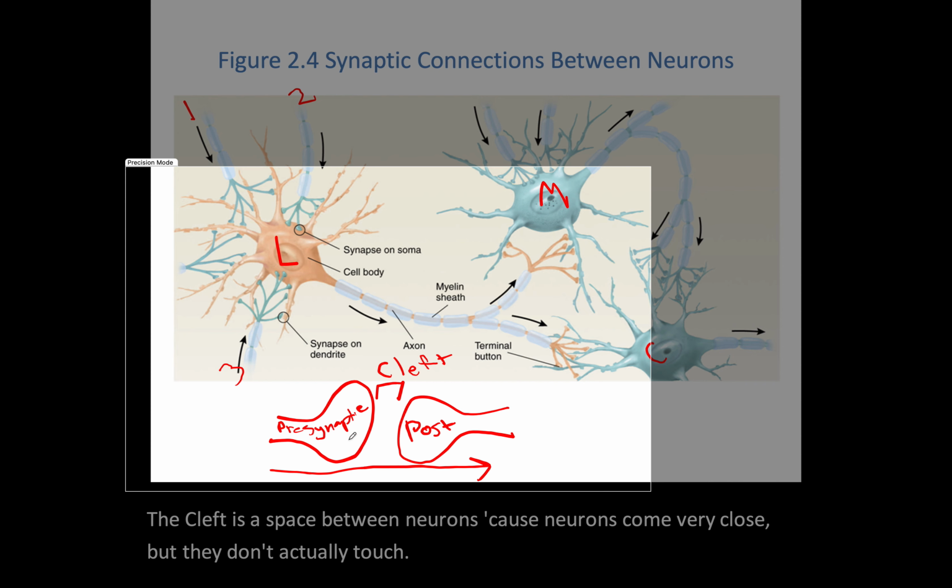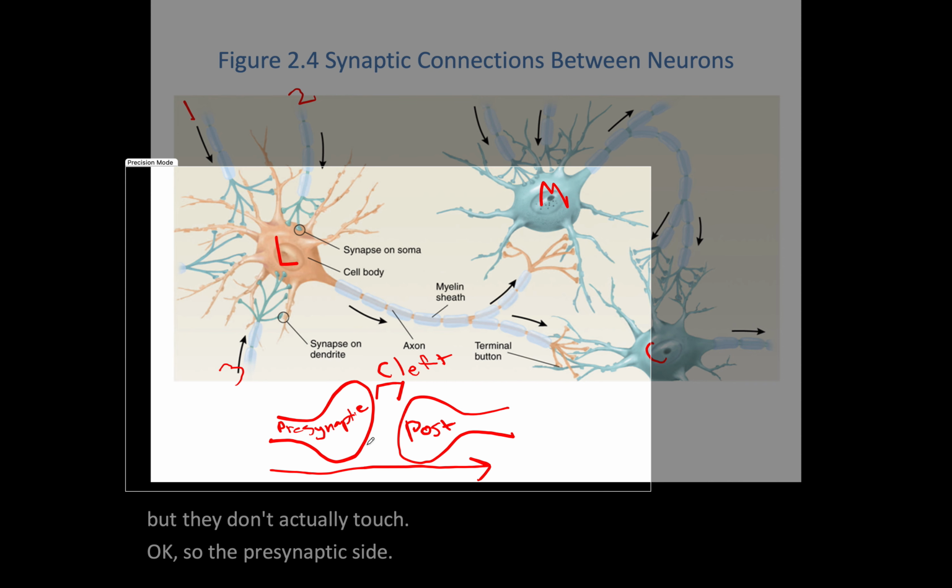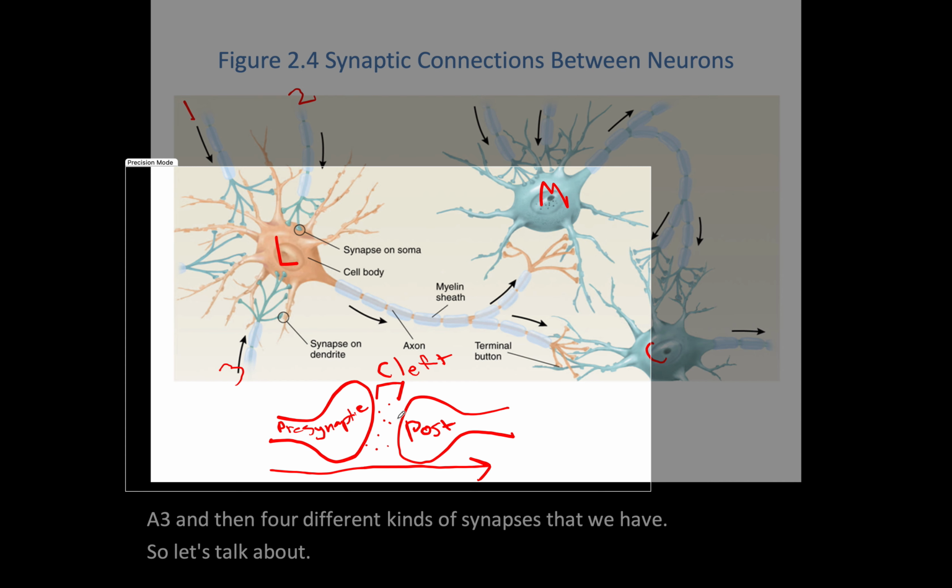Okay, so the presynaptic side is the side that's going to release neurotransmitters. You know what this is. This is the axon terminal bouton. You know this from the previous video. What the postsynaptic side is differs, and that differentiates between 3 and then 4 different kinds of synapses that we have. So let's talk about those different kinds of synapses.